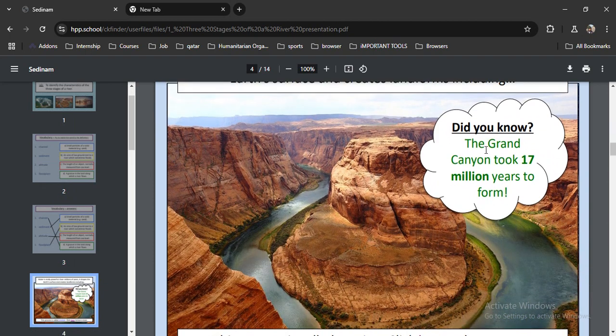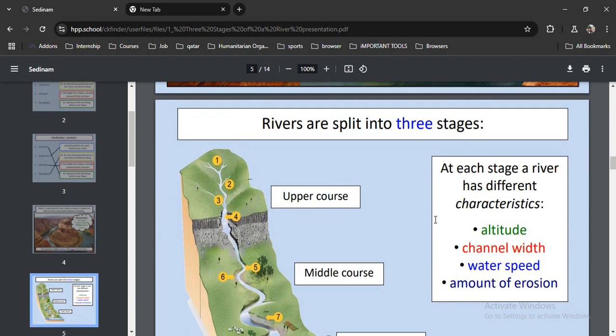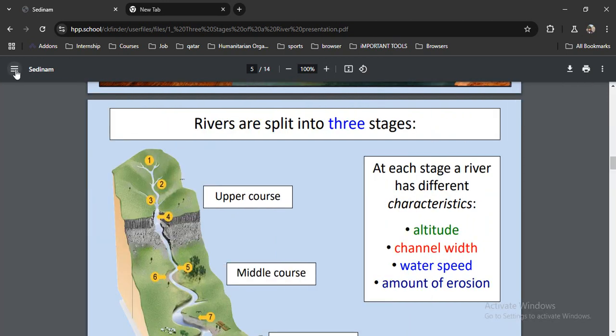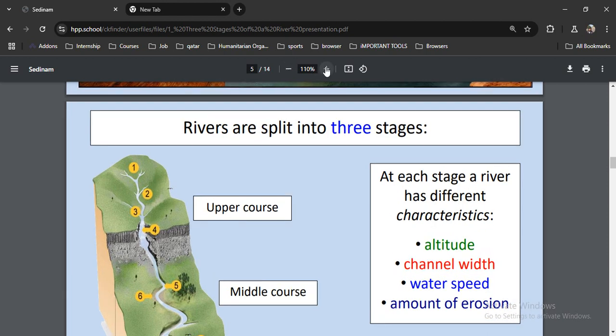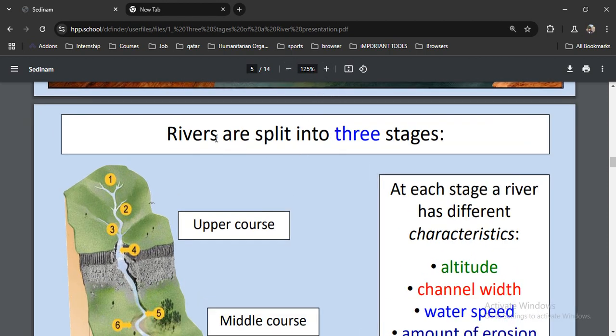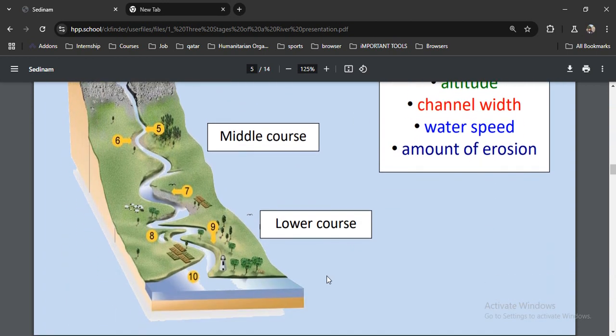Did you know the Grand Canyon took 17 million years to form? No, I didn't know that. 17 million. Wow. One crore seventy lakh. So this is the river. Can I make it full screen? Okay, let's make it bigger. Rivers are split into three stages: upper course, middle course, lower course.